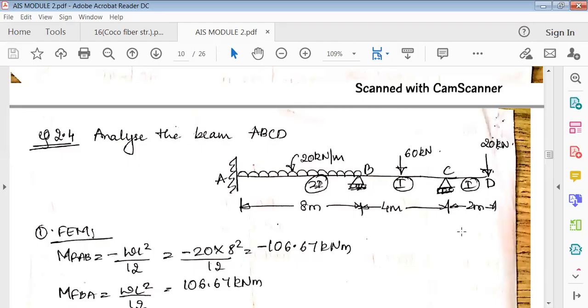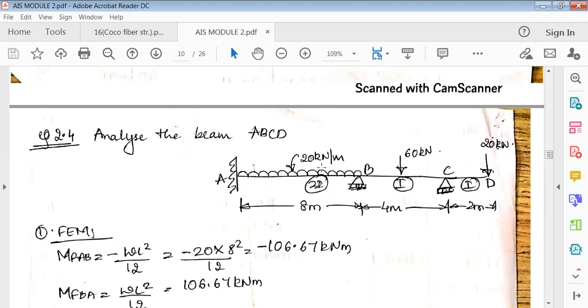Hello everyone. Okay, so the next type of problem is: analyze the given beam ABCD by the moment distribution method and draw the bending moment diagram. I can see here AB, BC and CD.